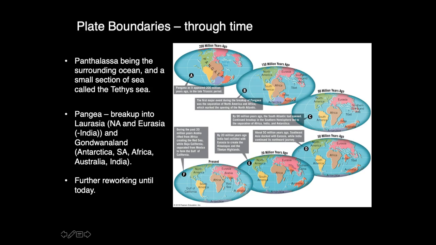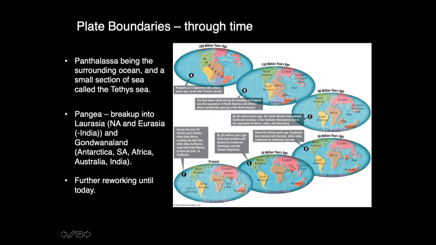So the northern part of Pangaea, as it split, was called Laurasia. So that would be pretty much North America and Eurasia minus India right now. And then the southern part of Pangaea, as it split, was called Gondwanaland. And I think you saw an image of Gondwanaland earlier in the slides as well. So Gondwanaland included Antarctica, South America, Africa, Australia, and India, pretty much.